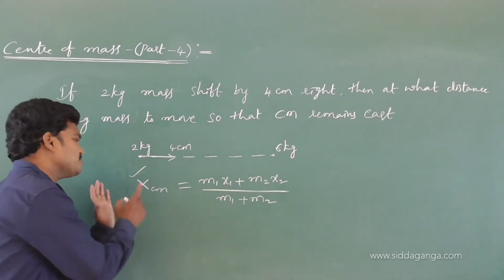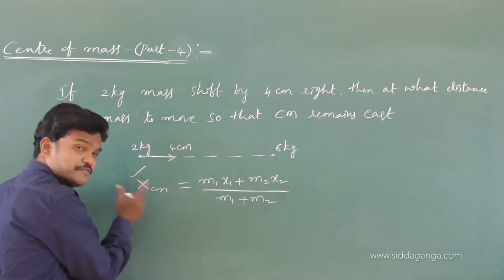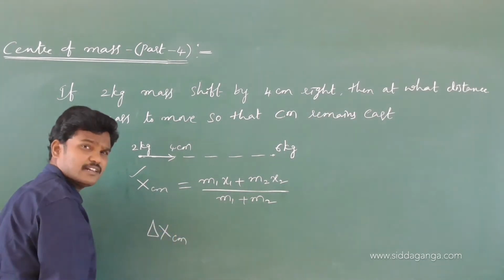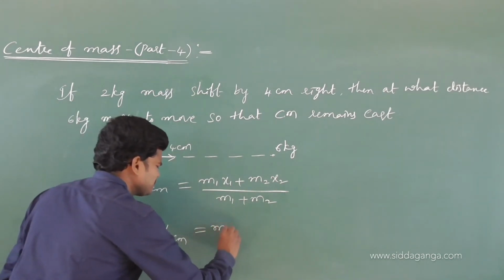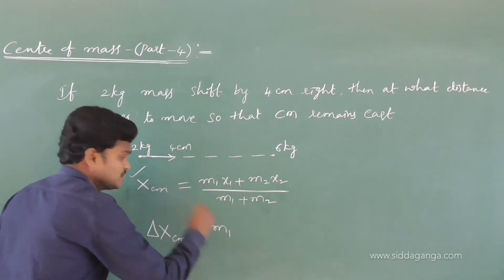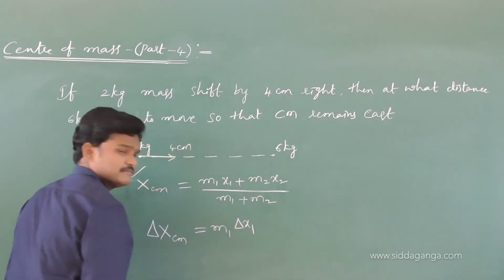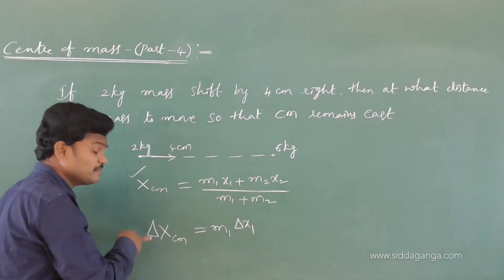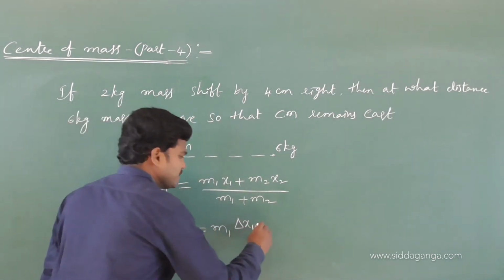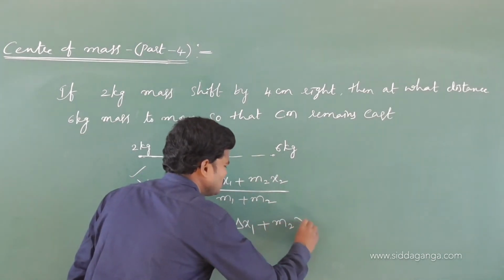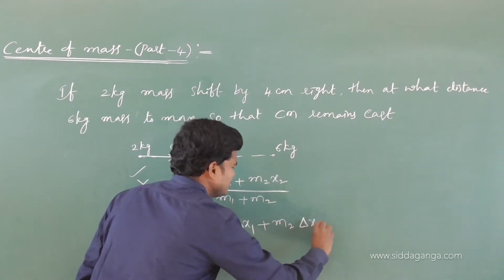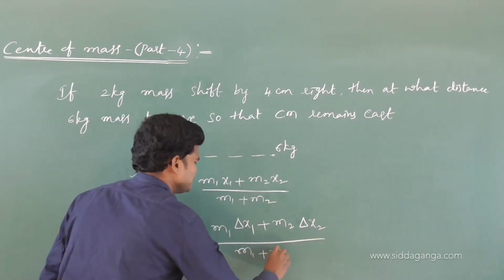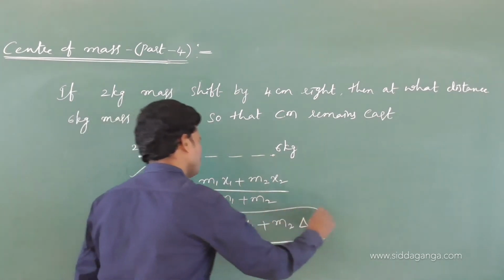Instead of that, you just apply some differentiation, some change, some shift. Let me write directly, delta XCM. This m1, there is a change in x1, so m1 delta x1, this is nothing but shift in center of mass. There is no shift, nothing but 0. So delta XCM equals m1 delta x1 plus m2 delta x2 by m1 plus m2. So use this formula to solve this type of problems.